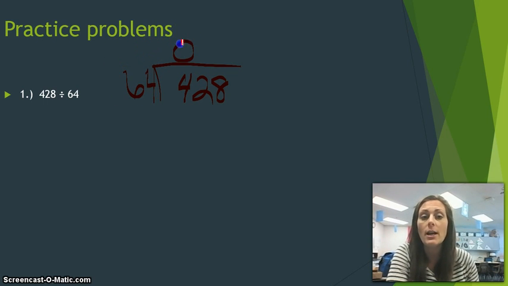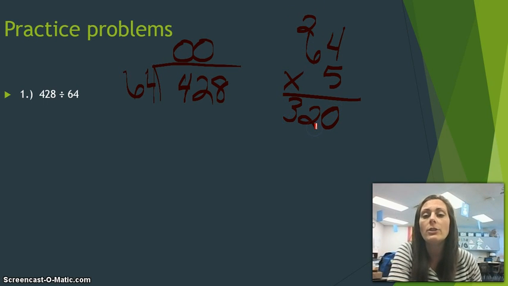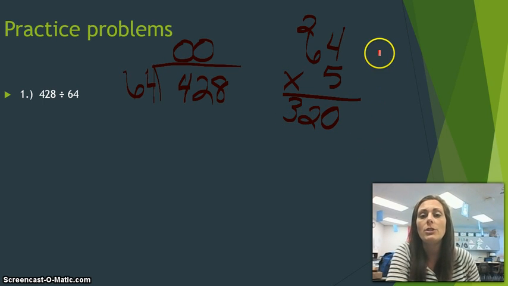So 64 is not going into 4. It's not going into 42. So how many times does 64 go into 428? Well, guys, you're going to need to pick a number. So 64 times, I always start with 5. You may start higher or lower. So I have 320. 5 times 4 is 20. Carry the 2, that's 32.